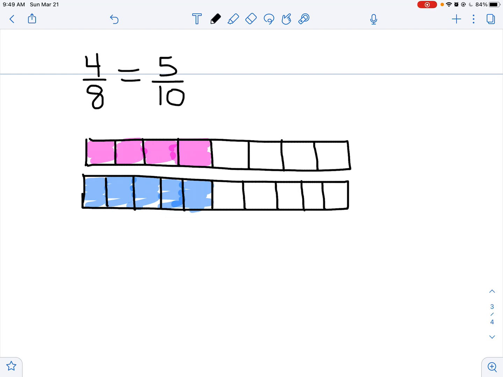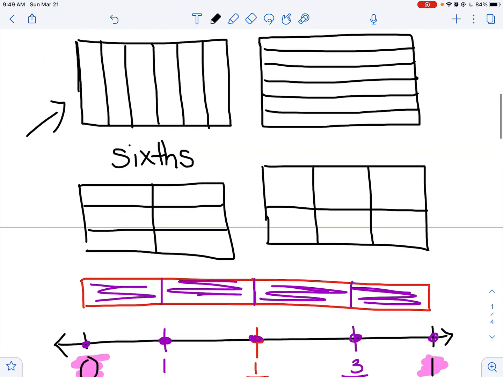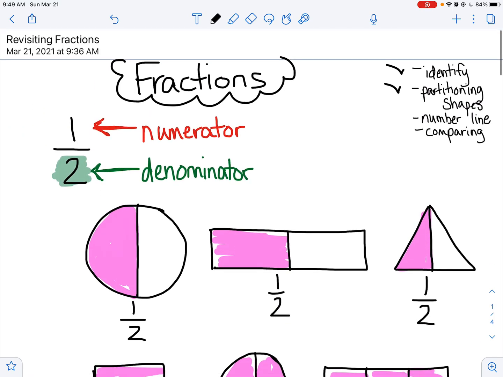So your job today is just to go and do the review sheet. This is just revisiting our fractions. Do you remember what we did last year? Can you identify fractions? Can you partition shapes into fractional parts, equal parts? Do you remember how to show fractions on a number line? And then do you remember how to compare some fractions? Let me know if you need any help, and have fun.